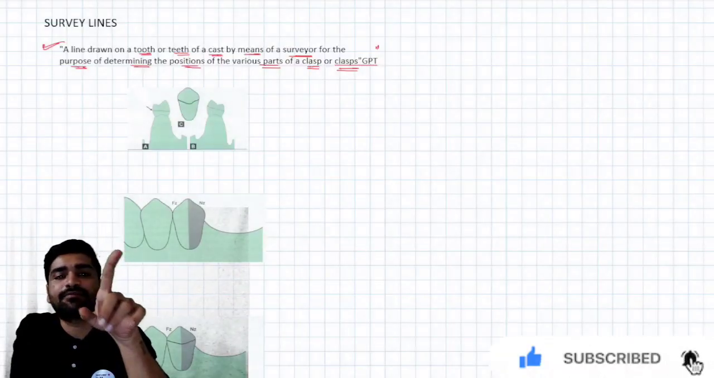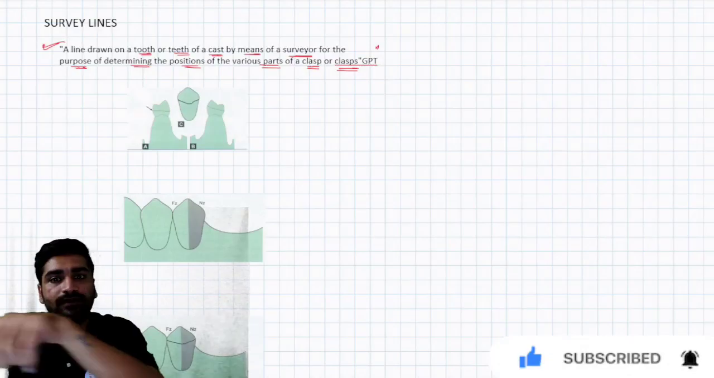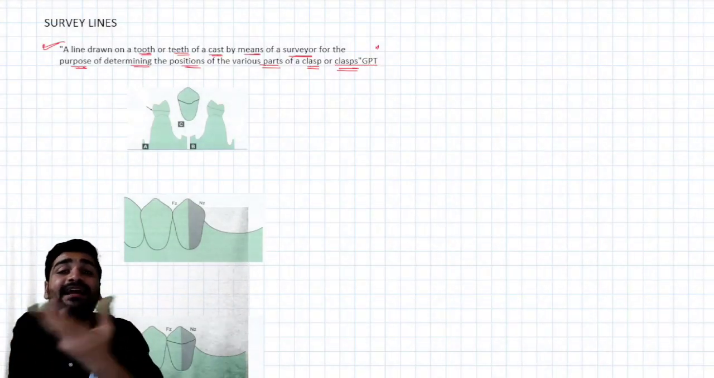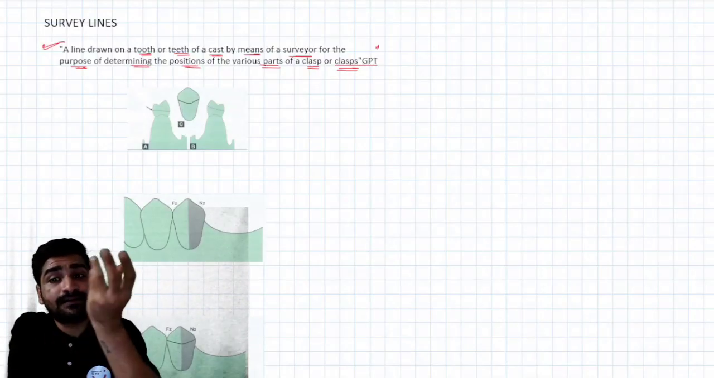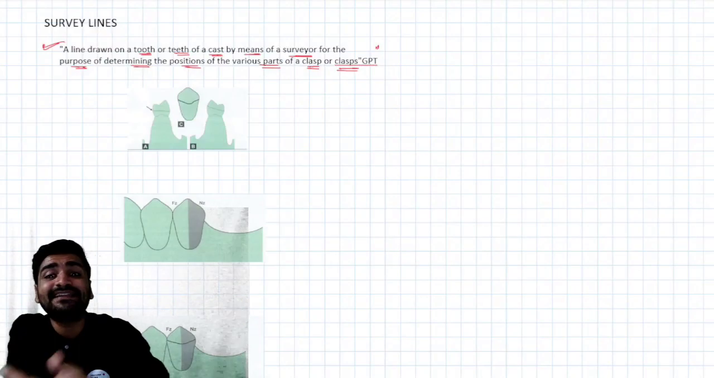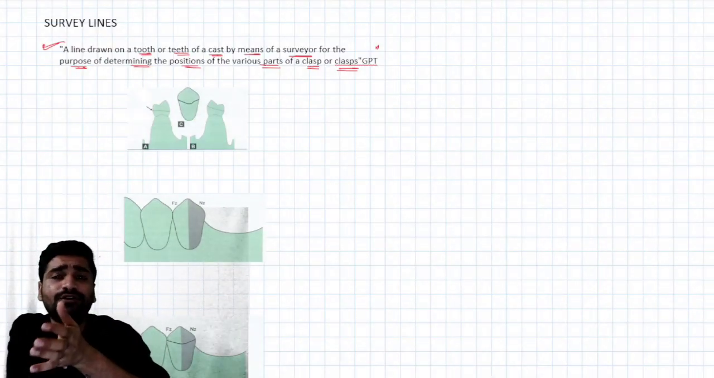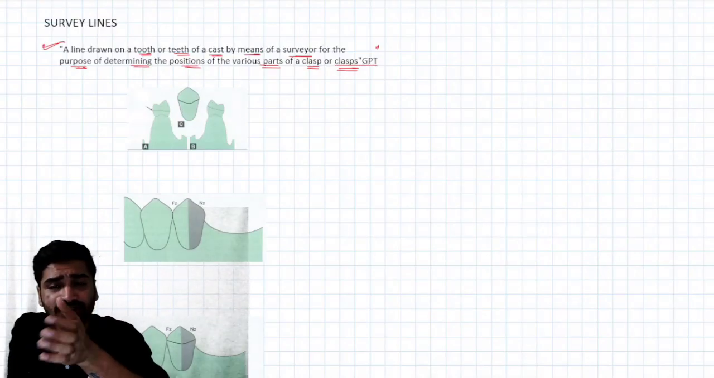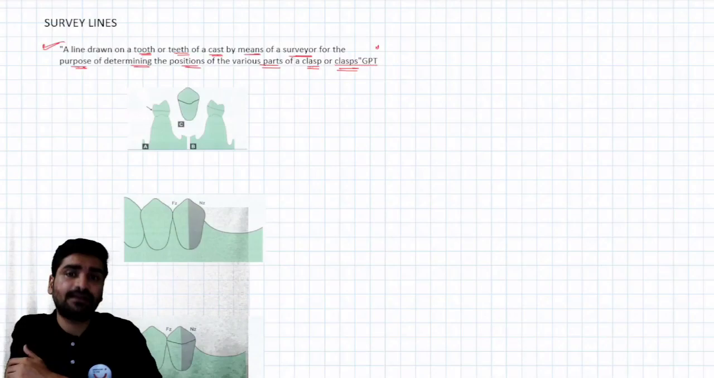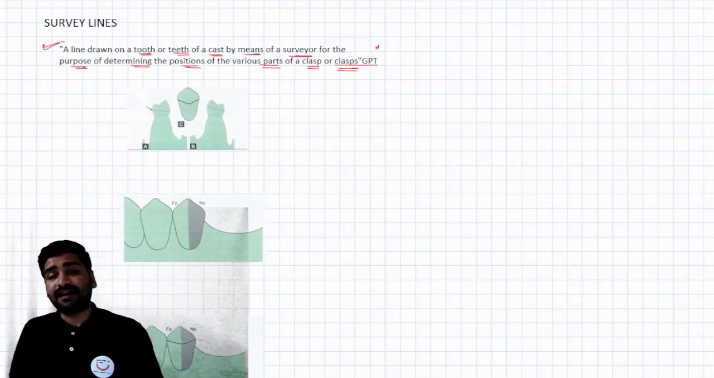So again I'll repeat what it is. It is a line drawn on a tooth or on various teeth of the cast, by the means of a surveyor. Why? For the purpose of determining the position of various parts of the clasp, because I told you in the last class that based on these lines only you decide the parts of your cast partial denture. So now we have survey lines.